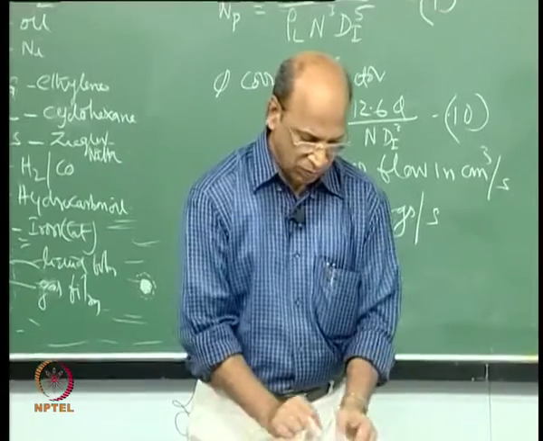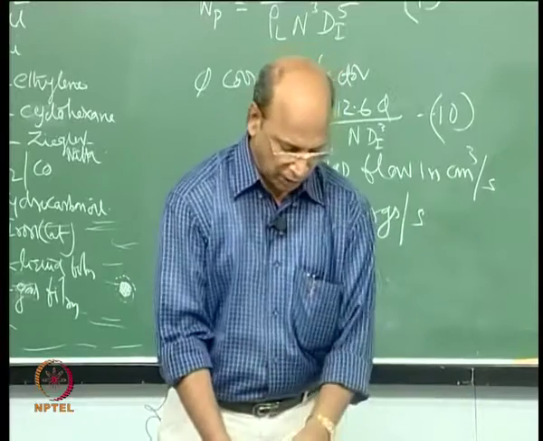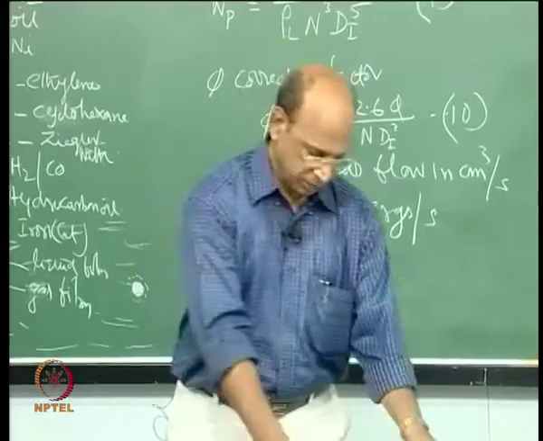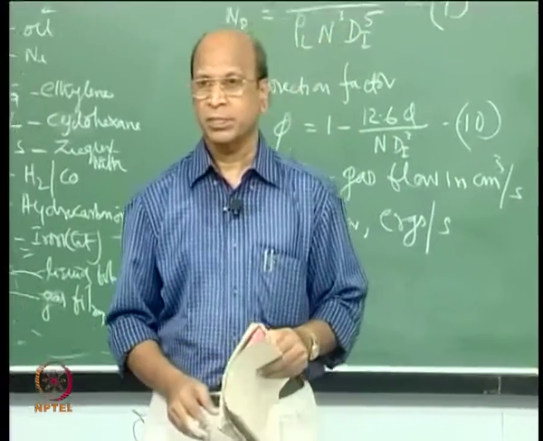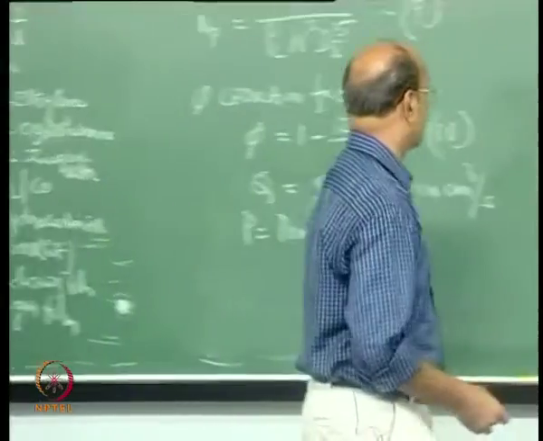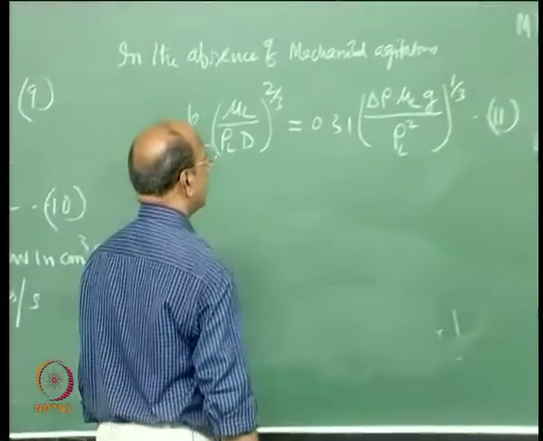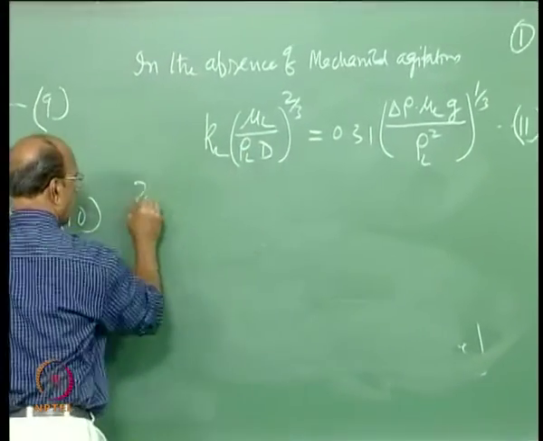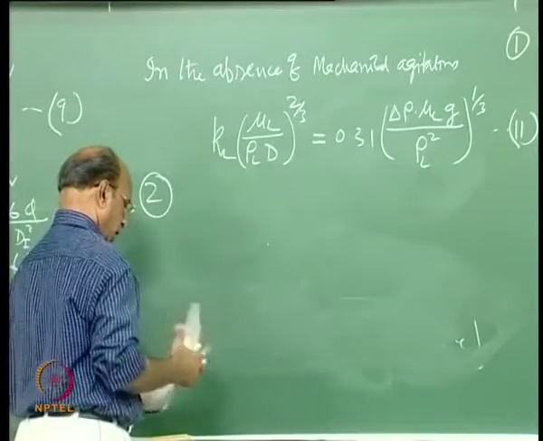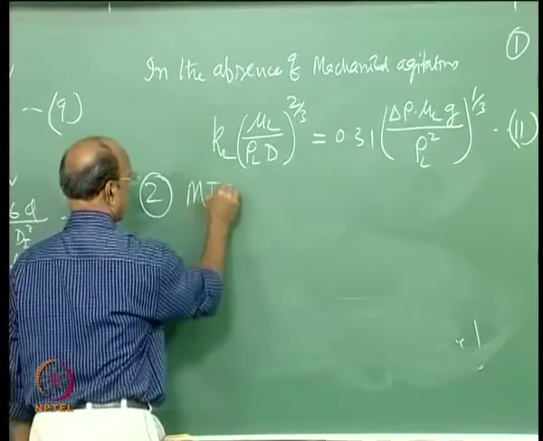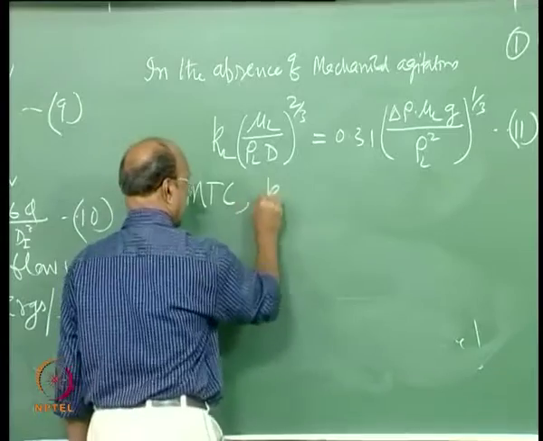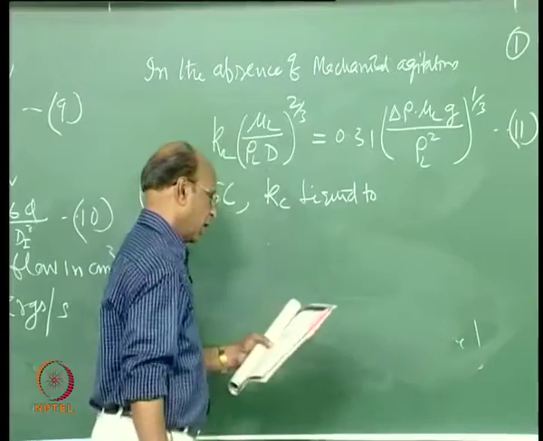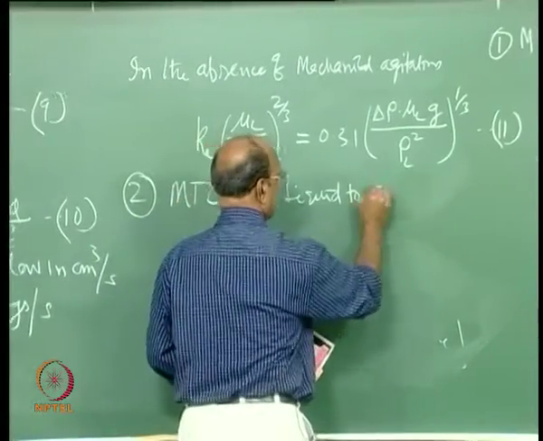So now you have K_C. For K_C we don't have an equation form, but we have a graph of Sherwood number versus the other number. So this is in fact number 1, and number 2 is mass transfer coefficient K_C, liquid to particle, solid.